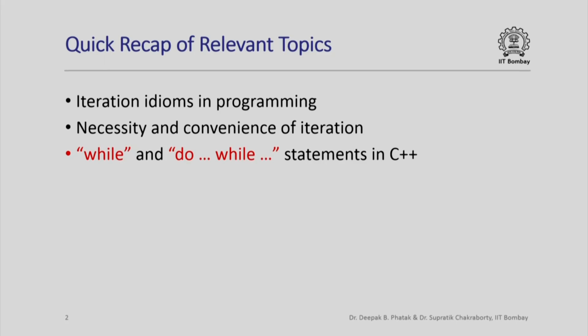Here is a quick recap of some of the things we have already studied. We have looked at iteration idioms in programming. We have looked at the fact that they are sometimes necessary and they certainly provide a convenient construction when writing programs. In the context of C++, we have looked at two kinds of statements that allow us to write loops or iterative constructs. These are the while statement and the do while statement.